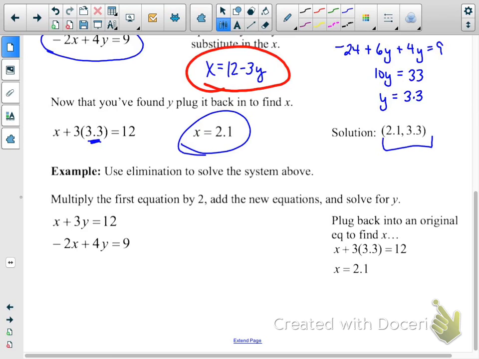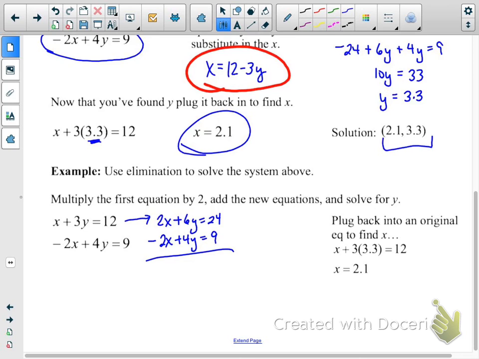Adding's a lot easier. So when we add, we want to add opposites. So looking at these right now, it'd be very easy to change that x into a 2x, and I can do that by multiplying. So I'm going to take this top equation here times 2. 2x plus 6y is equal to 24. Make sure you take everything times 2. And then the bottom equation I'm going to leave the same.